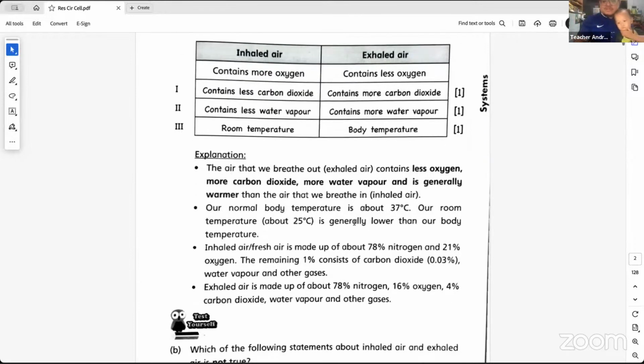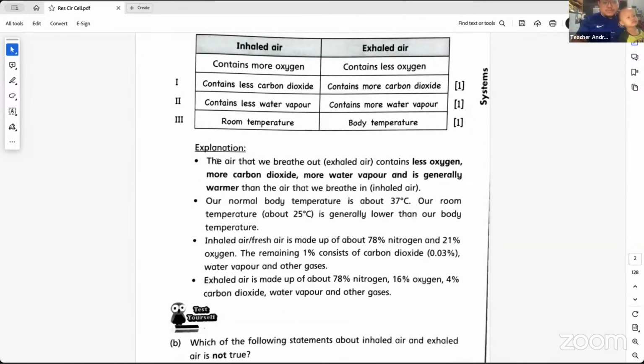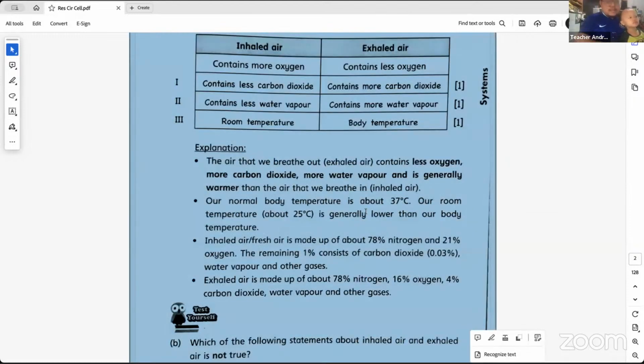So students, remember clearly, it doesn't mean that when we take in oxygen, whatever air we breathe out has no oxygen. There is still oxygen in the air we breathe in and breathe out, both ways, just that the percentage is decreased. All right. So, as you can see from the explanation here, the exhaled air contains less oxygen, more carbon dioxide, more water vapor, and is warmer than the air we breathe in.